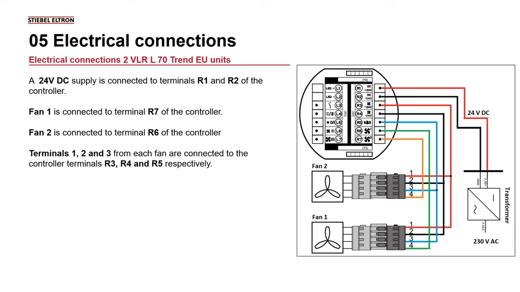You will need to connect your 230V AC to 24V DC transformer to a 230V supply. Once this has been done, you can take your 24V DC supply and connect to the terminals R1 and R2 of the controller. Fan 1 must be connected to R7 of the controller and fan 2 to R8. This provides the push and pull signal to each fan unit. Terminals 1, 2 and 3 must then be connected from fan 1 and fan 2 to R3, R4 and R5 on the controller.